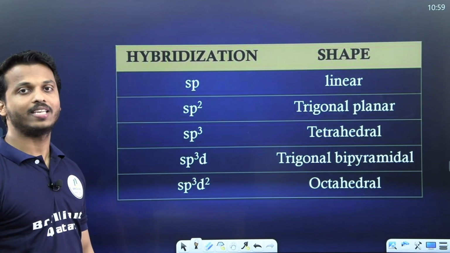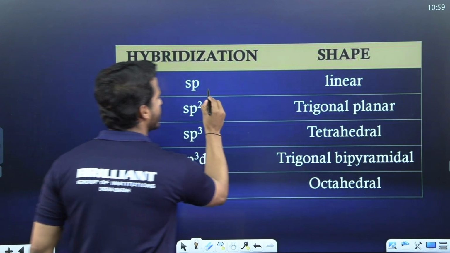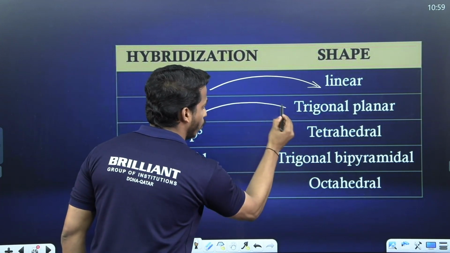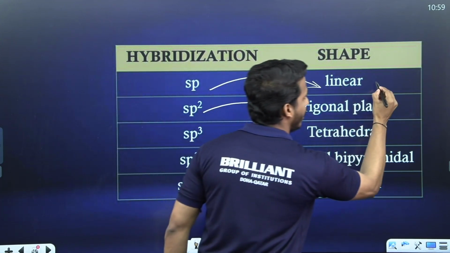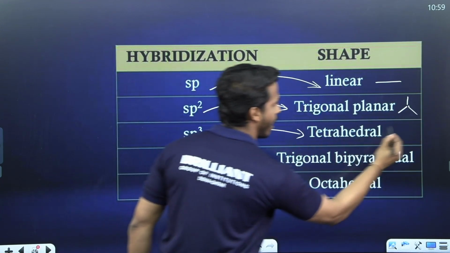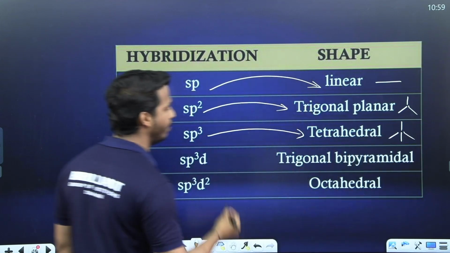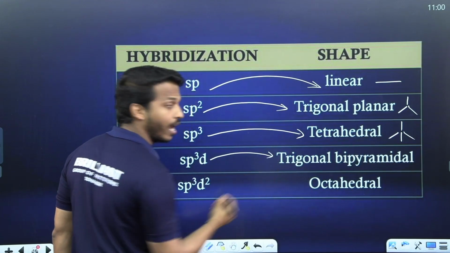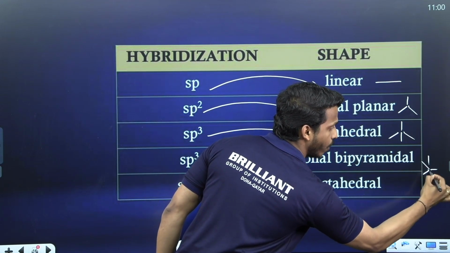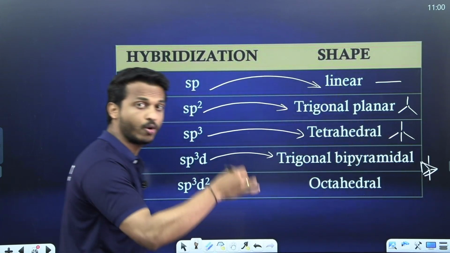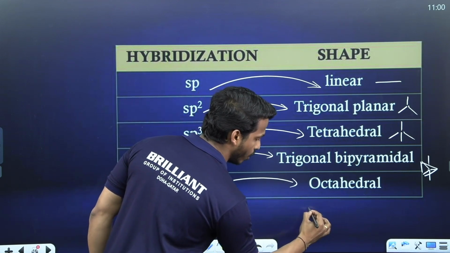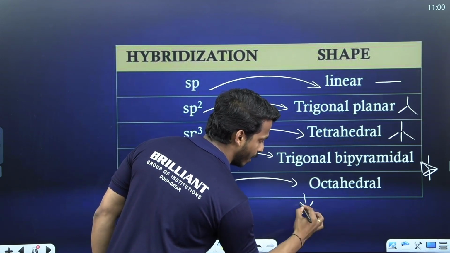If you know the hybridization, the structure is ready. If it is sp, the structure is linear. If it is sp2, trigonal planar shape. If it is sp3, tetrahedral shape. If it is sp3d, trigonal bipyramidal. What is trigonal bipyramidal? Trigonal, you know, a triangle, one pyramid above and one pyramid below. What about sp3d2? Octahedral. That is, square bipyramidal.